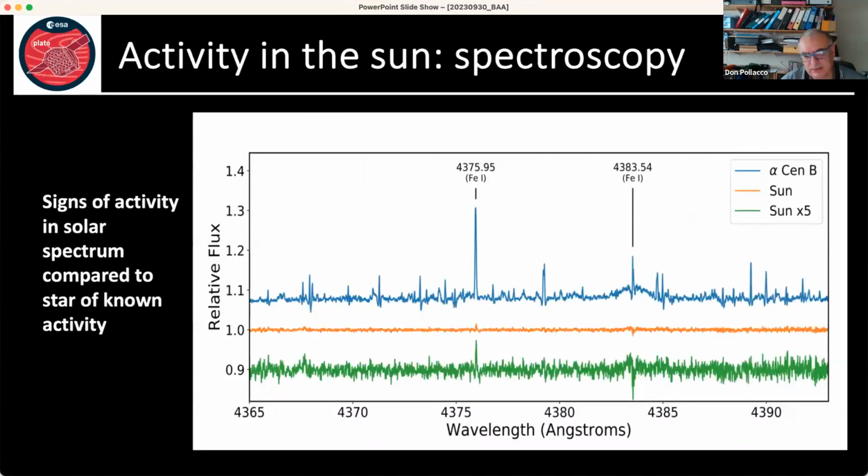Here's an interesting thing. So these are spectra of alpha Cen B and the Sun, and they're both G2 dwarfs.